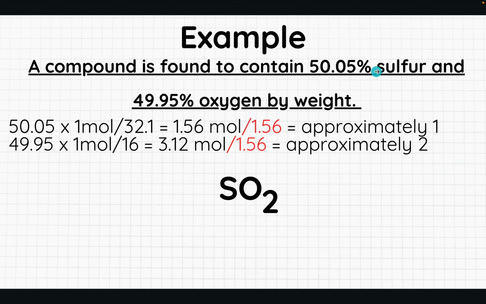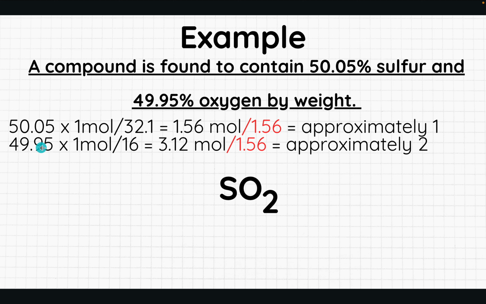So a compound is 50.05% sulfur, percent abundance of sulfur, and 49.95% oxygen by weight. So we do 50.05 and convert from a percentage to grams, times 1 mole over 32.1 grams. I should put grams here. And we just cancel out the grams, and this equates to 1.56 moles.